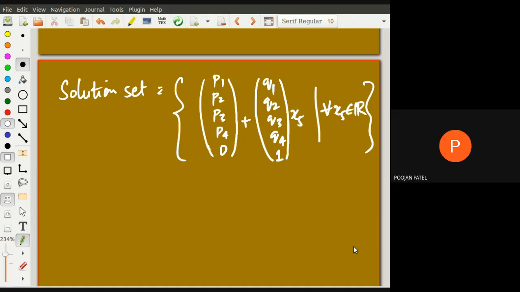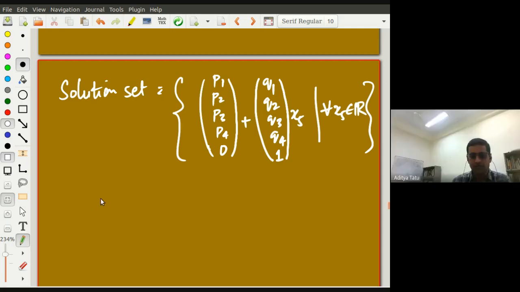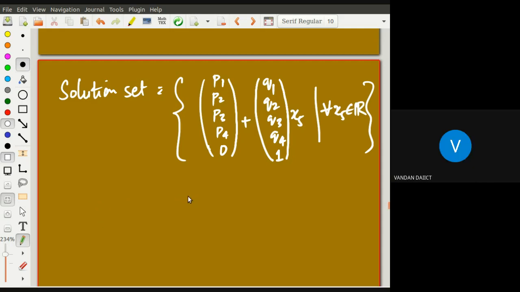Parallel line. No, parallel no. A line which is parallel to the vector q1, q2, q3, q4, 1. Perpendicular, because the vector drawn from the origin to that line will be p1, p2, p3, p4, 0.